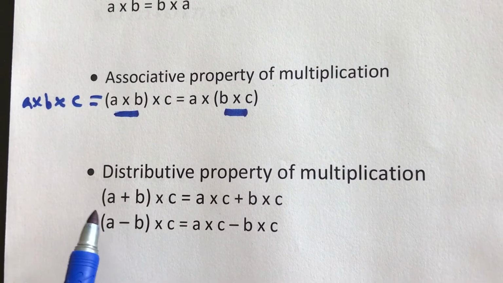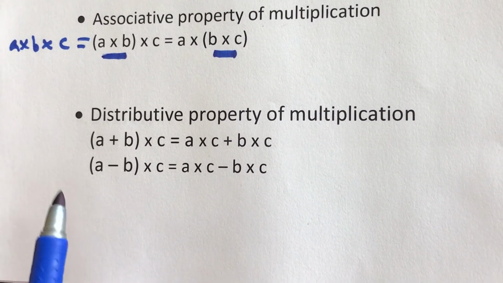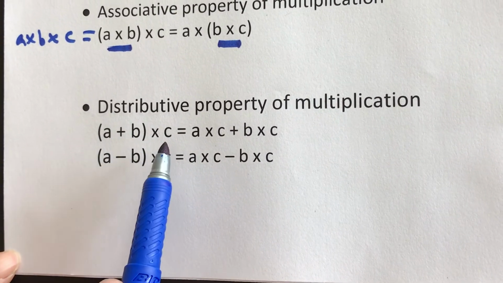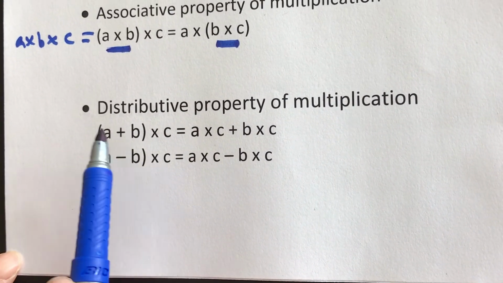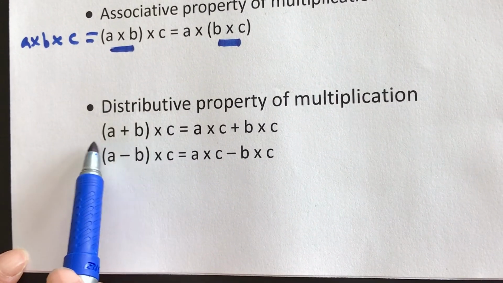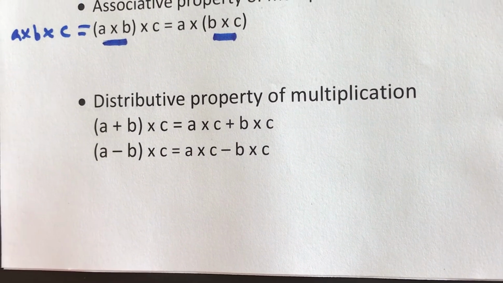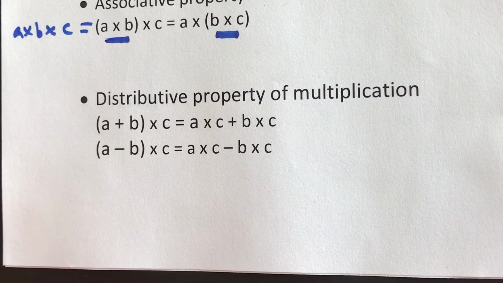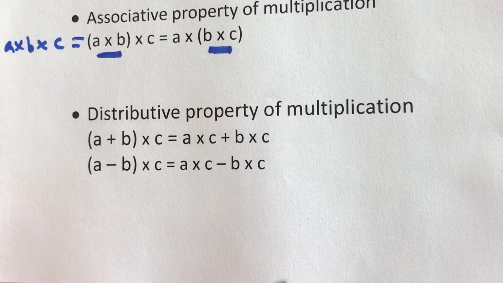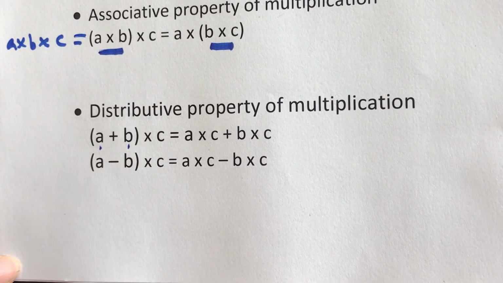The last property is the distributive property of multiplication. Now we have a bracket. Inside the bracket is addition, a plus b. The total is multiplied by c. So why do we call this the distributive property? The multiply c is applied on the total of a and b. So that multiplication has to be applied on everything in the total of a and b. Therefore, the multiply c operation has to be applied on each single component of the total of a and b.